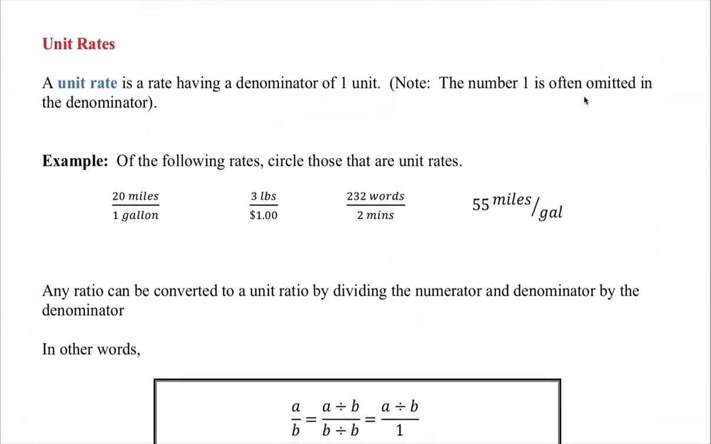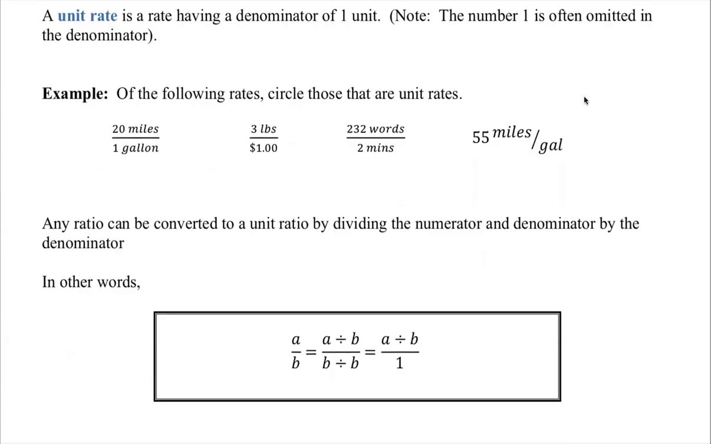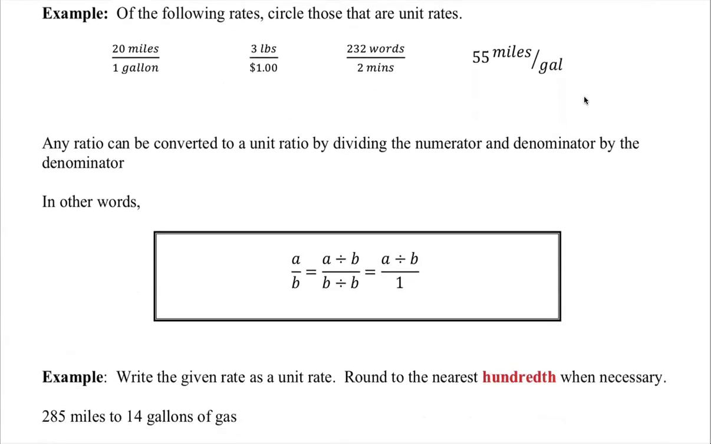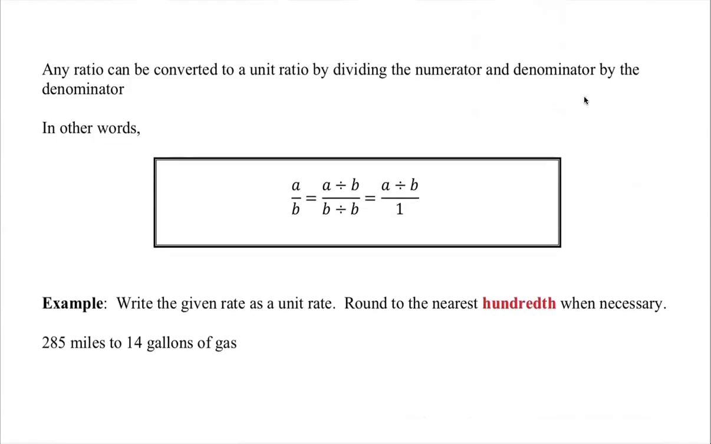A unit rate is a rate having a denominator of 1. Note that the number 1 is often omitted in the denominator. Okay, so 20 miles per gallon, 3 pounds for $1, 232 words in 2 minutes, or 50 miles per gallon. Any ratio can be converted to a unit ratio by dividing. So in other words, if we have this fraction A over B, we can divide A divided by B and get whatever that unit fraction is.